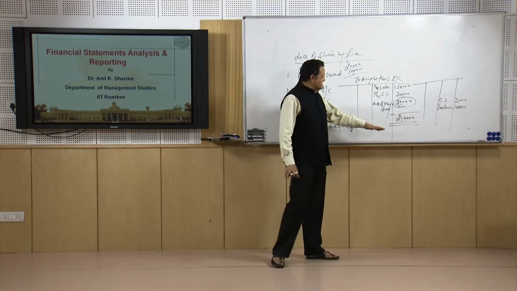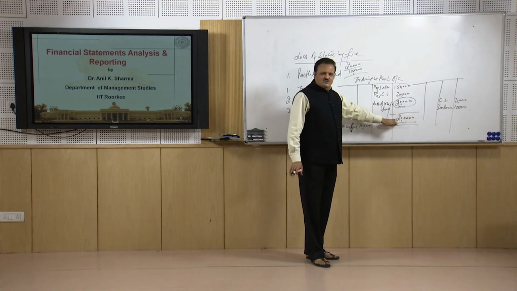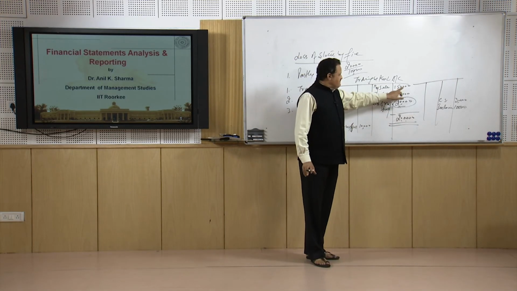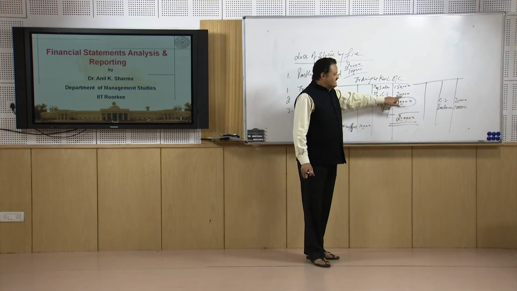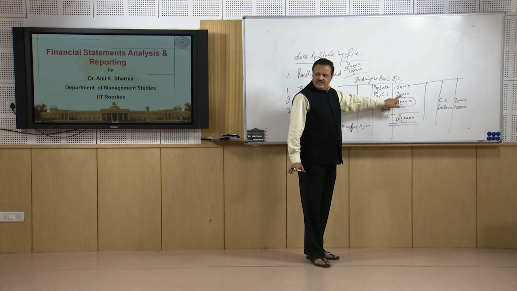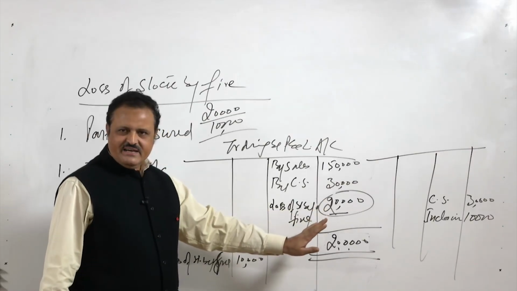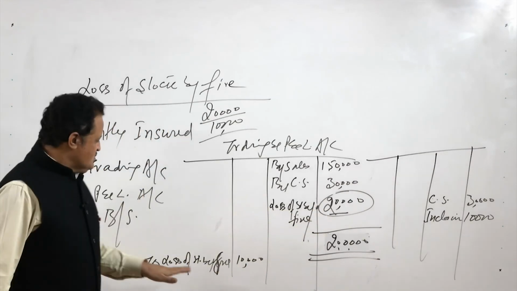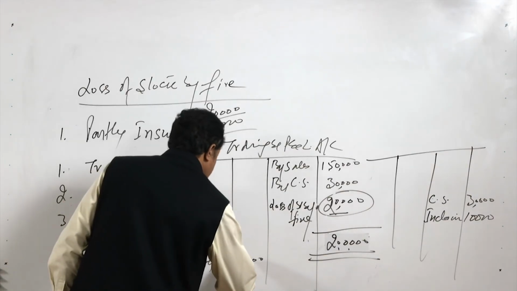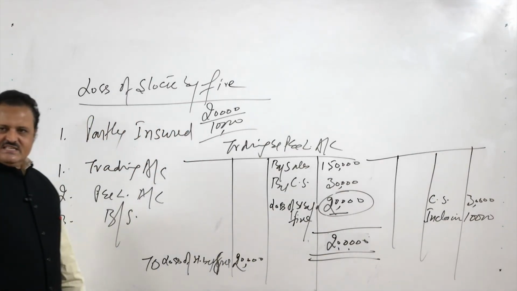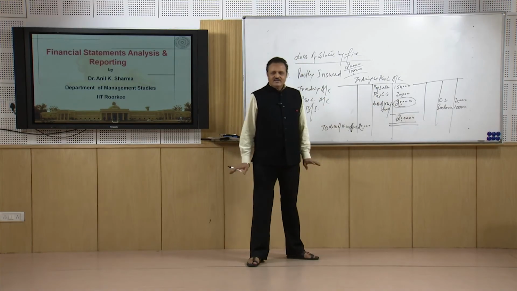We are giving the total description. 200,000 rupees of goods were produced, 150 were sold in the market, 30,000 we have as closing stock, and 20,000 of stock is lost by the fire, but it is not at all insured. So the total amount of this 20,000 will be shown as a loss in the profit and loss account, and nothing will go in the balance sheet.